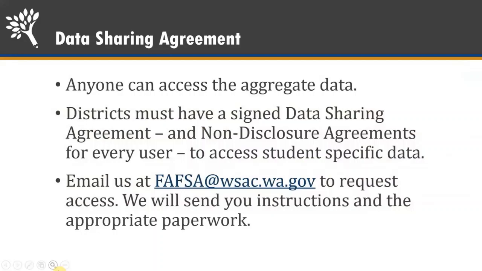Going back to the public data, anyone can access this aggregate data, so it can be a good link to share to people who work outside of the school that want to know the FAFSA completion status of different schools or districts. If you work at a school or at the school district, you can access student level data by signing a data sharing agreement with the Washington Student Achievement Council.